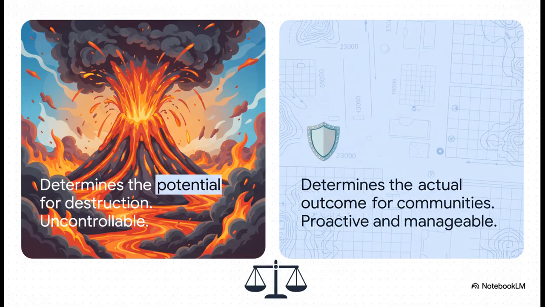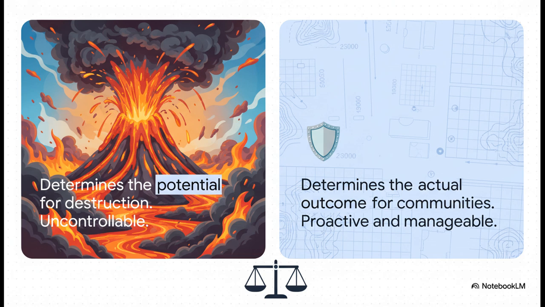So, how do we weigh these for our evaluation? Well, think of it like this. The magma's nature is uncontrollable. It just sets the potential for how bad things could be. Human preparedness, on the other hand, is something we can actively manage. It's what determines the actual outcome for people and communities.